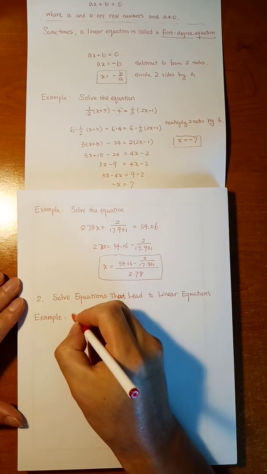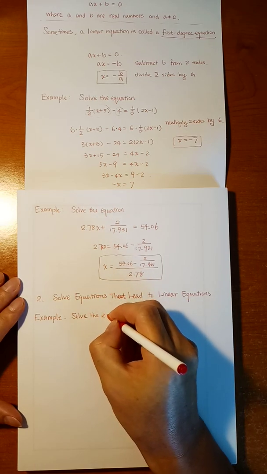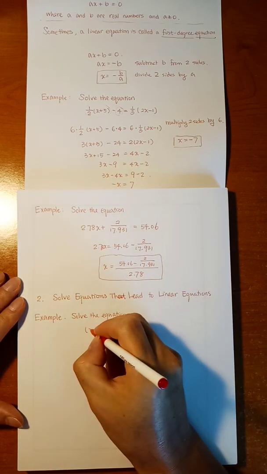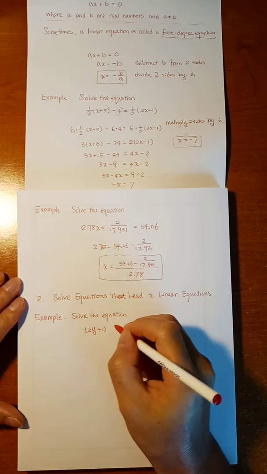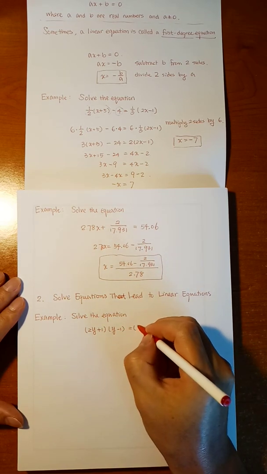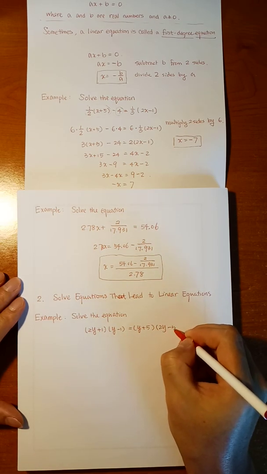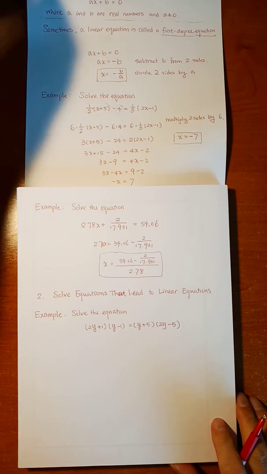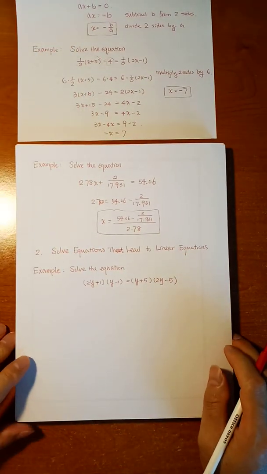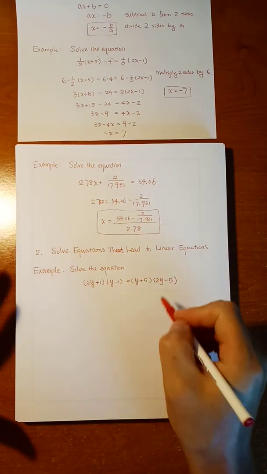Okay, let's see. Solve the equation (2y plus 1)(y minus 1) is equal to (y plus 5)(2y minus 5). Okay, let's try to solve it. Before we solve it, we need to simplify it. We do multiplication term by term.